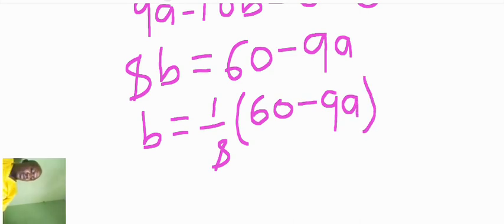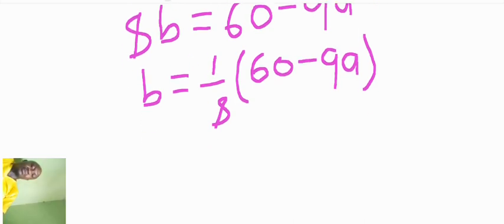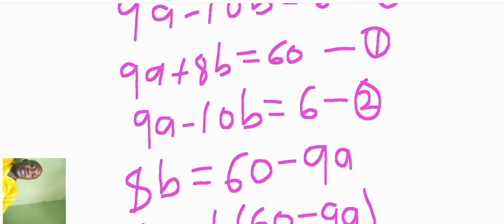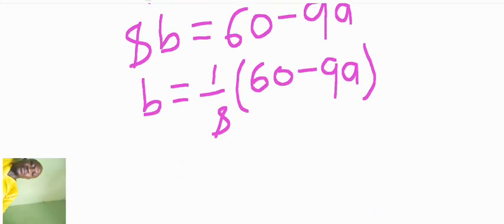That is very good. So let's go to the second step. We have to substitute the isolated variable in the other equation. Okay, so we are able to make b the subject in equation 1. Therefore, we are going to substitute the value for b in equation 2. It means that any place we see b in equation 2, we are going to put 1/8 into bracket 60 minus 9a over there.